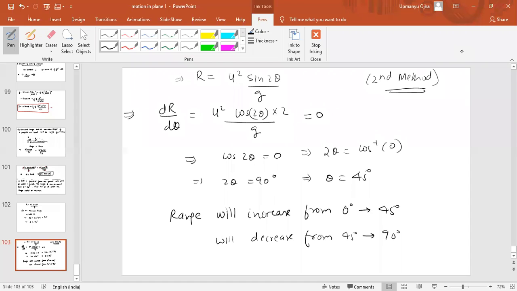Okay, fine. Minimum will be at 90 degree. Minimum value means you are throwing the object upward. If you are throwing the object upward, will there be horizontal range? Will there be horizontal displacement of the particle? No, there will be no horizontal displacement. Therefore, range would be 0 in that case. At 90 degree, the range is 0. We have to throw the object at an angle of 45 degree to have the maximum range.